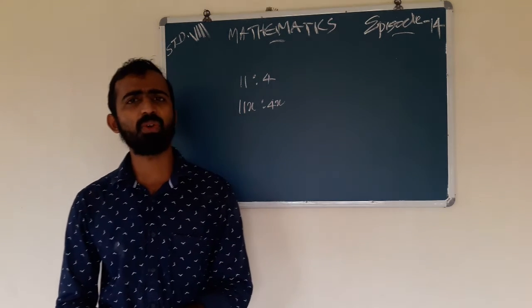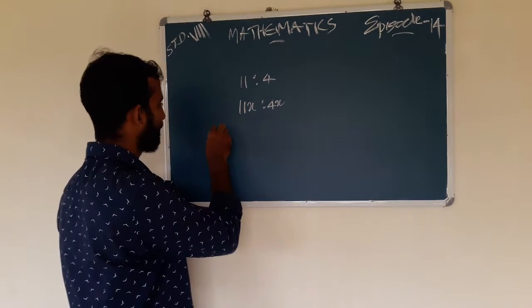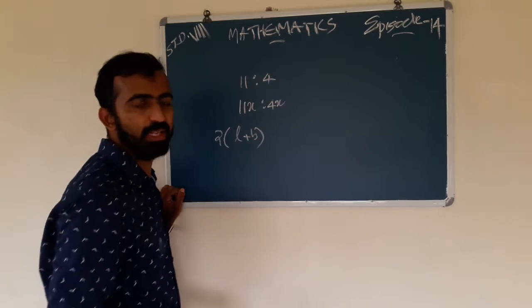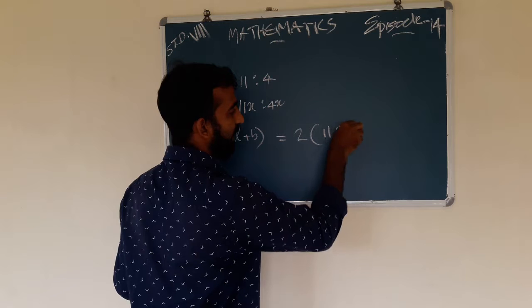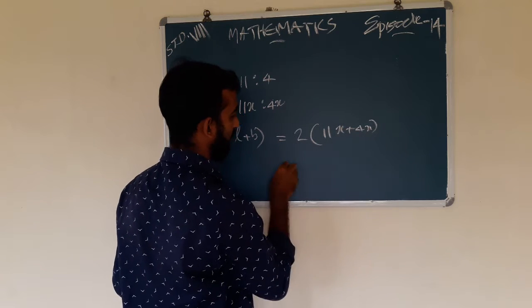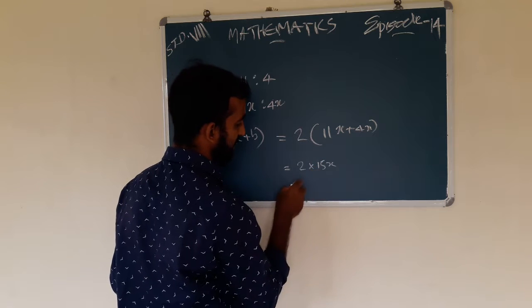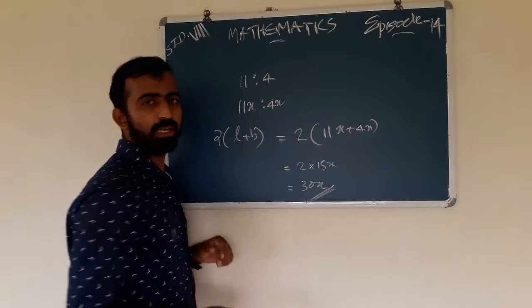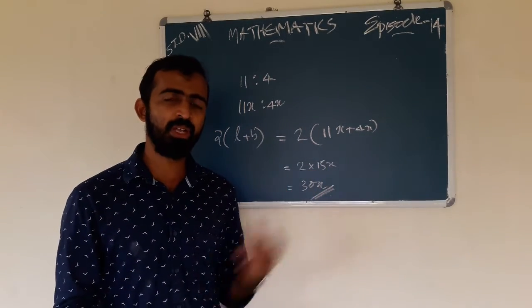What is the perimeter of a rectangle? That is 2 into (L plus B). Here, that is 2 into (11x plus 4x). That is what we get: 2 into 15x, that is 30x. We get 30x.